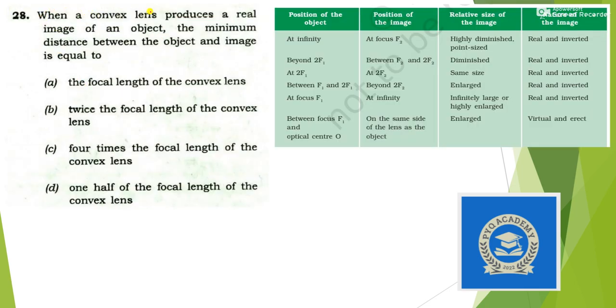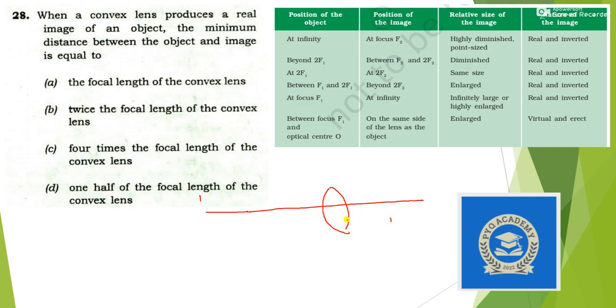When a convex lens produces a real image of an object, the minimum distance between the object and image is equal to... it is asking about the minimum distance in any case. So let's take this as a convex lens. There are various cases. In the first case, when you put the object at infinity, you will get the image at the focus, so we cannot calculate this distance.